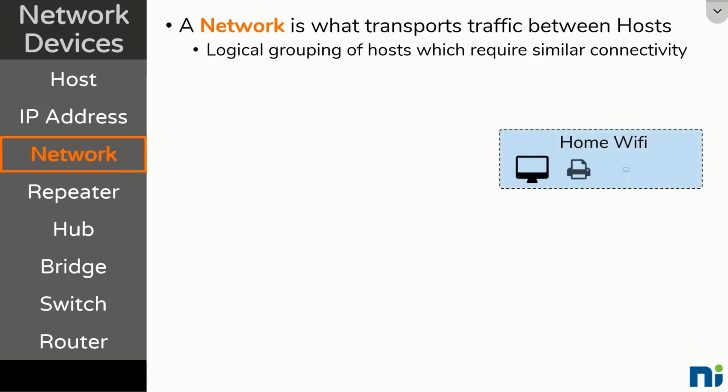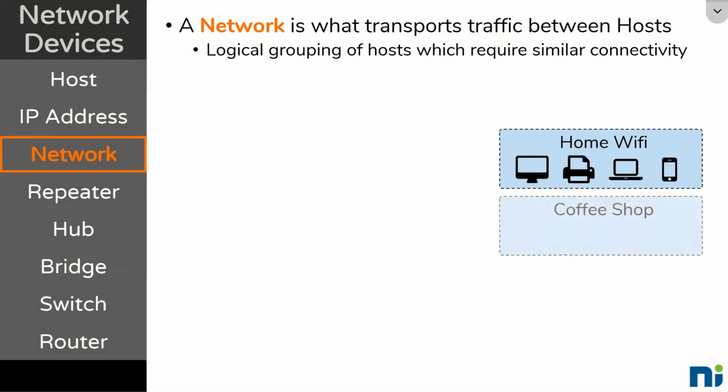At your house, you probably have some sort of home Wi-Fi network. On that network, you've got your computer, your printer, laptops, phones, a bunch of different devices which all have similar connectivity profiles, meaning they just use the internet or check email or something along those lines.